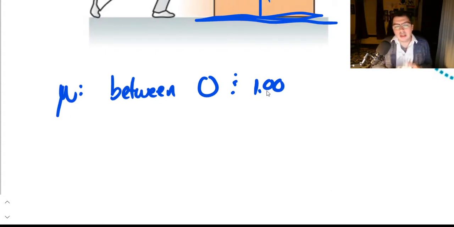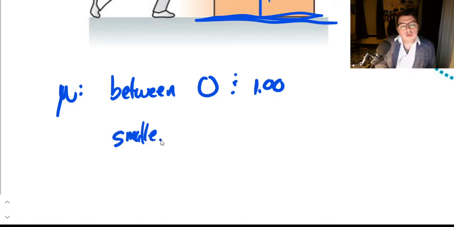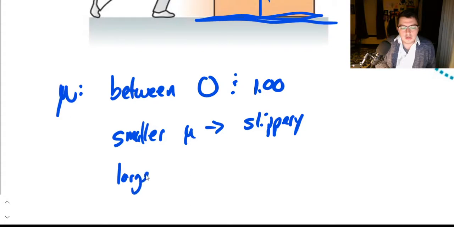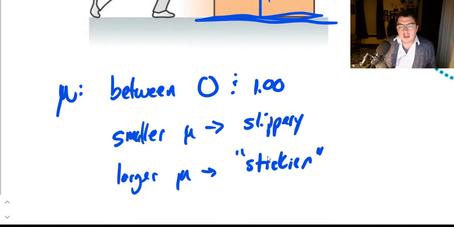The smaller mu's, we'll say that that's slippery, and larger mu's, we'll say it's stickier, right? It's rougher, maybe that's a better word, right? It's harder to slide across that surface.